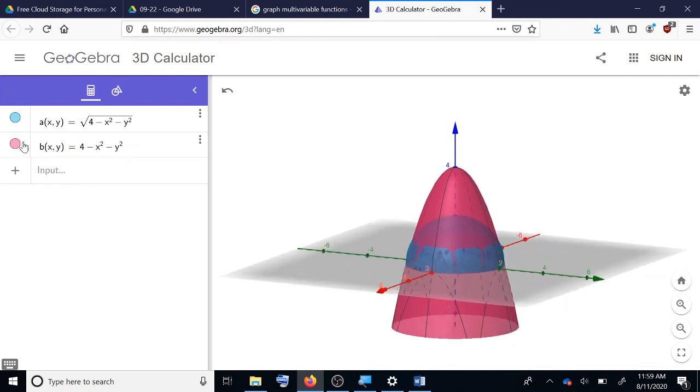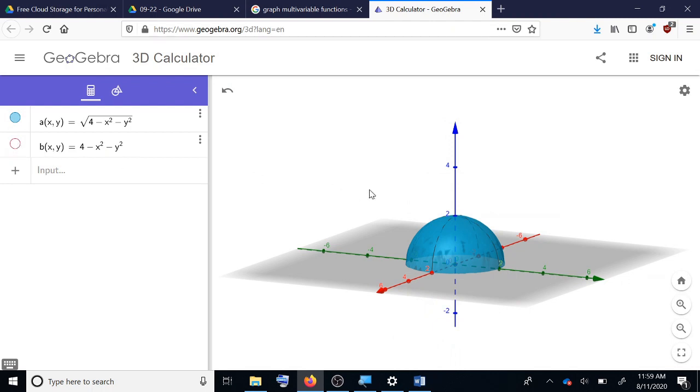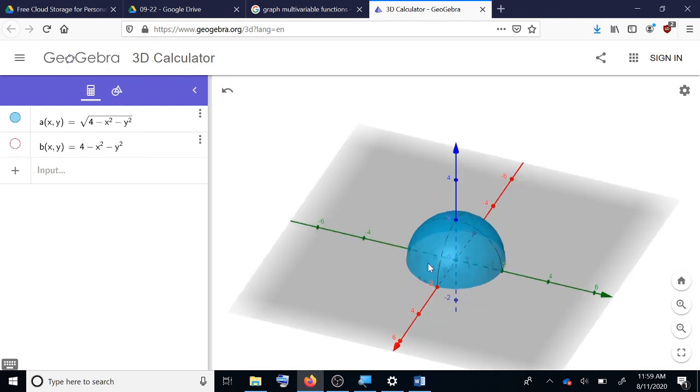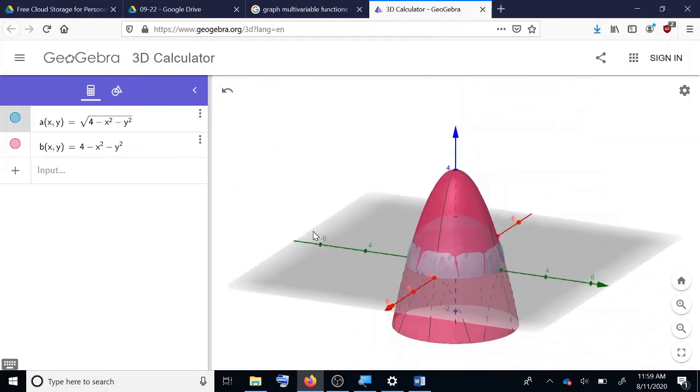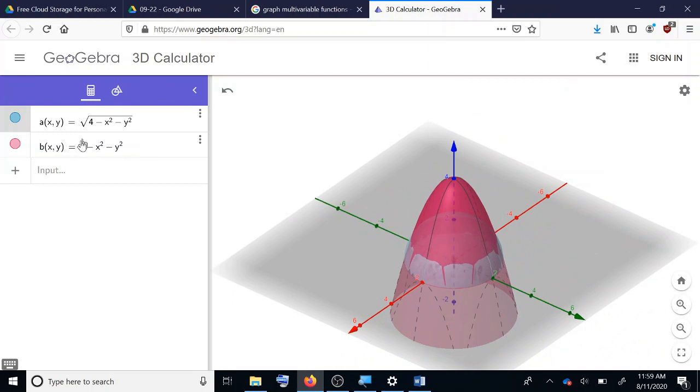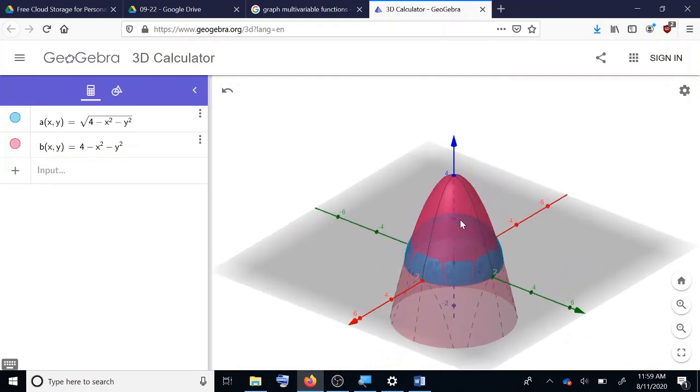Another major difference between red and blue here is that the domain of blue is quite restricted. The domain of blue is limited, and the graph doesn't go beyond this disk of radius 2 in the xy plane, whereas the graph of red seems to go on without limit, and that makes sense based on the formula for the red surface, which has no square roots, no logs, and no fractions that might cause restrictions on the domain. So this is quite a fun program to use, in my opinion.